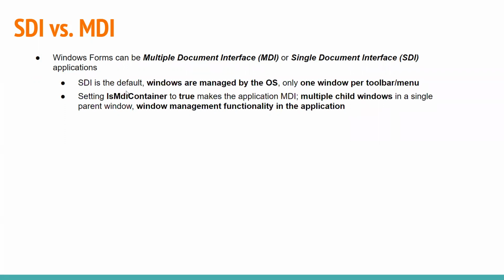Okay, the multiple document interface: if we set this Boolean variable, which is MDI container, so Boolean, it only holds true or false. If we set it to true, that tells C# that it is a multiple document interface, a container for multiple document interfaces. That means that it will have child windows, and the application itself will manage the windows.